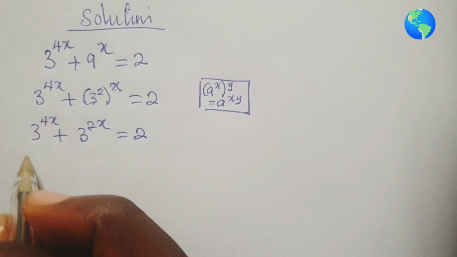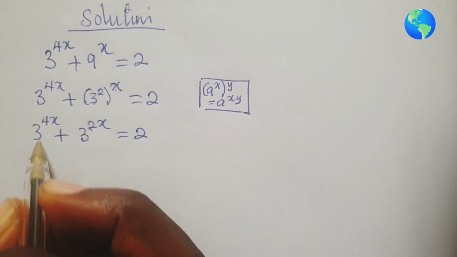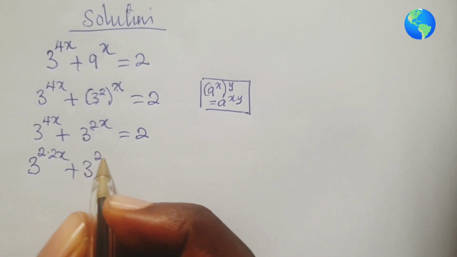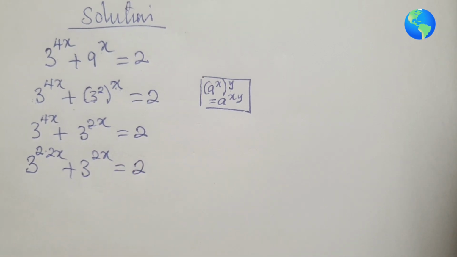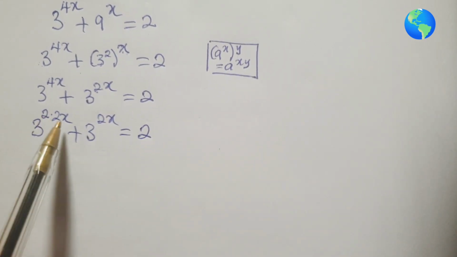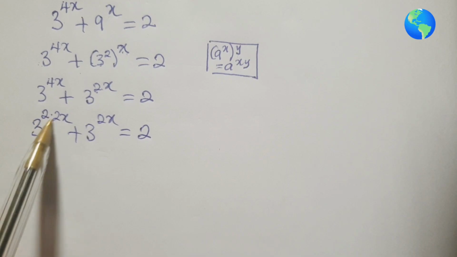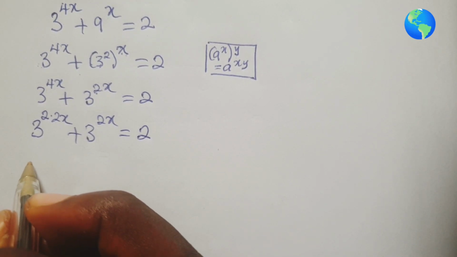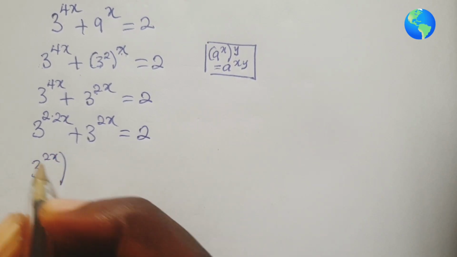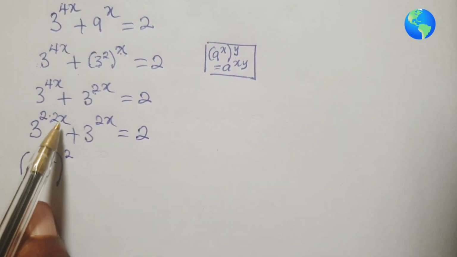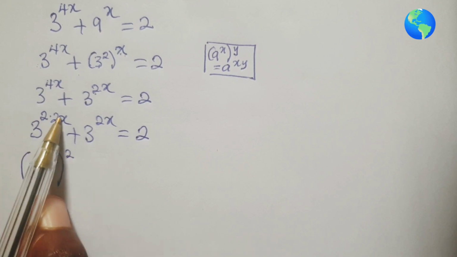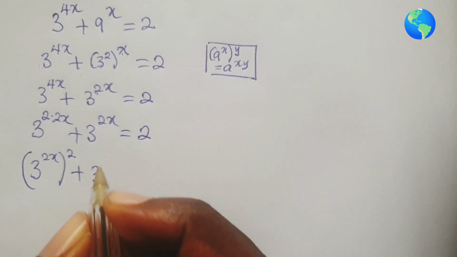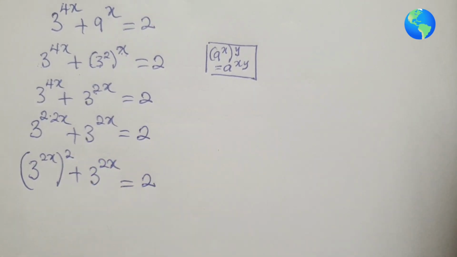For instance, this particular portion, 3 raised to power 2 times 2x, plus 3 raised to power 2x equals 2. The manipulation I did here is, 2 times 2 is 4, x is still there, so this is still the same as this. Now, 3 raised to power 2x, if I enclose it and put a square, it's the same thing. I just split the bracket, plus 3 raised to power 2x equals 2.